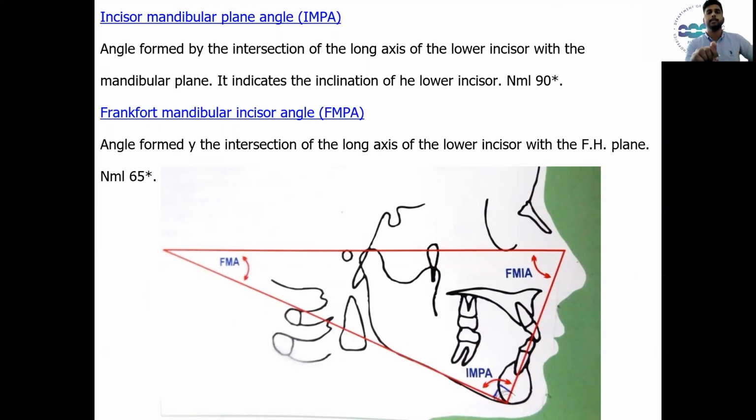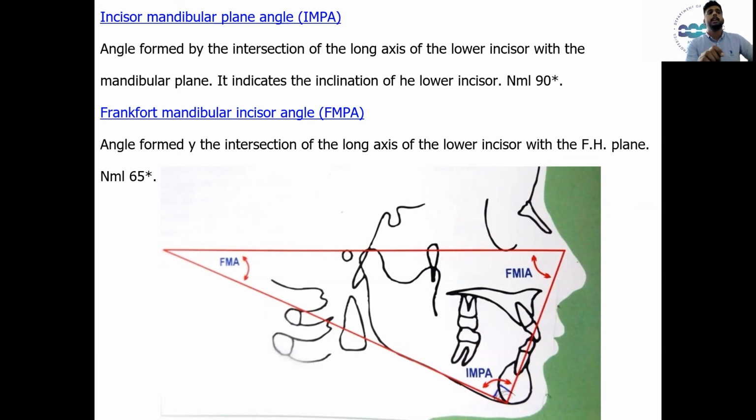Next is the incisor mandibular plane angle, IMPA, the angle formed by the intersection of the long axis of the central incisor with the mandibular plane. It indicates the inclination of the lower incisor. The normal value is 90 degrees. If the value is more than 90 degrees, the patient's lower incisors are proclined. If the value is normal, it is upright, and if the value is less than 90 degrees, the patient has a retroclined lower incisor.